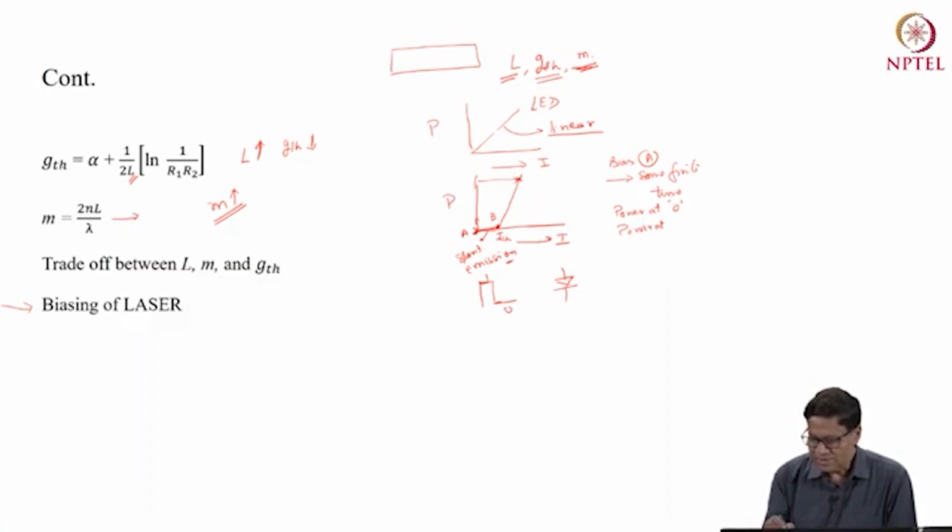But the issue is that, going from 0 to 1, it takes some finite time. So which may affect your speed with which you are modulating your laser diode. Suppose I bias at point B. Bias at B.